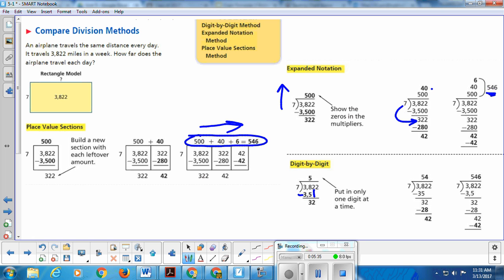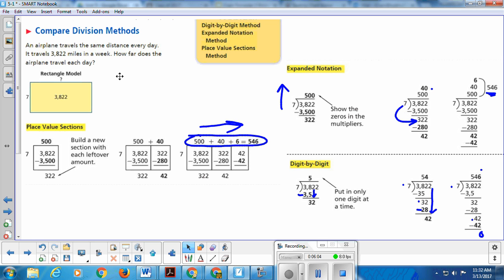You bring down the 2. Now you're looking at just 32. 32 divided by 7 is 4, which is 28. Subtract and bring down. You have 42. 42 divided by 7 is 6. Subtract. Once you get to that 0, you're golden. So you're doing the same things every time.